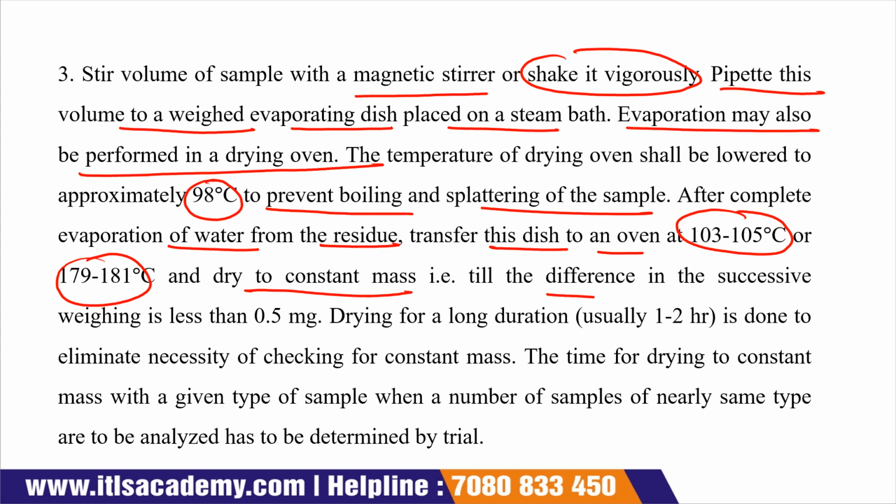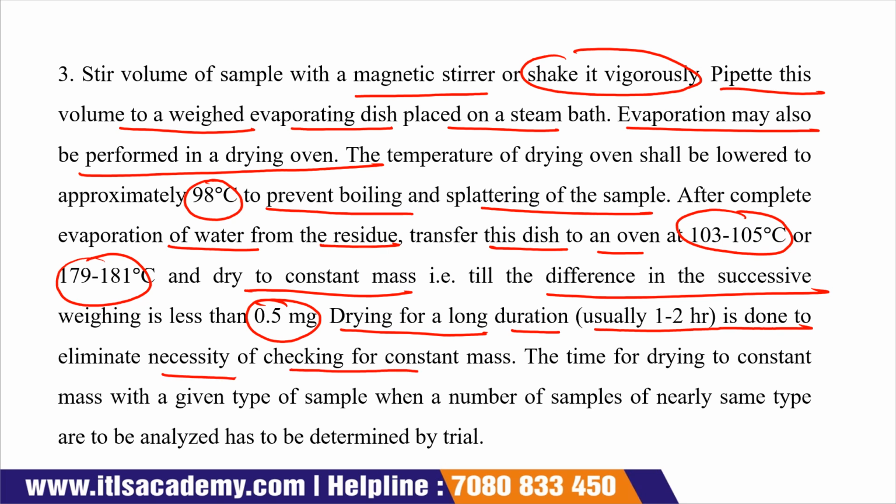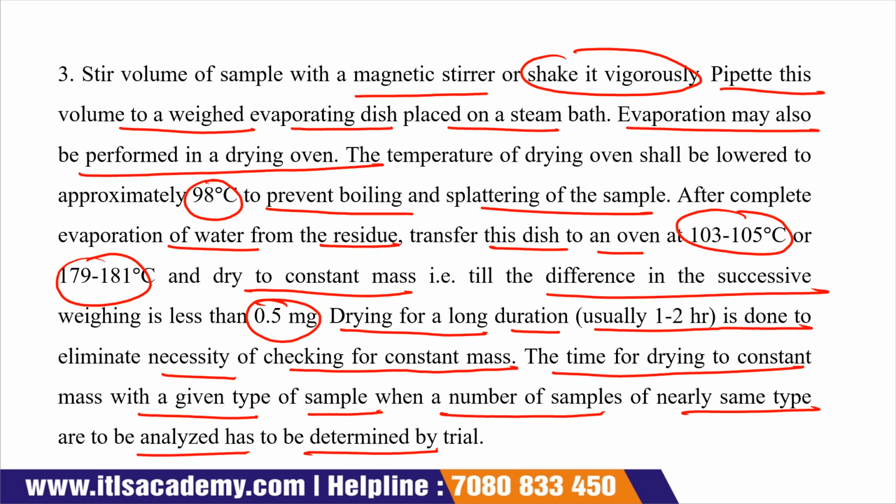Now, until the difference in successive weighings is less than 0.5 milligram, drying for a long duration, usually 1 to 2 hours, is done, so that it will eliminate the necessity of checking for a constant mass. The time for drying to a constant mass with a given type of sample, when a number of samples of nearly the same type are to be analyzed, has to be determined by a trial.